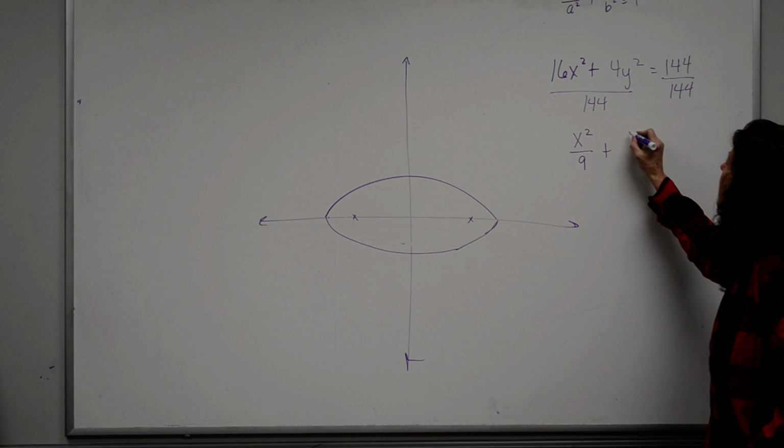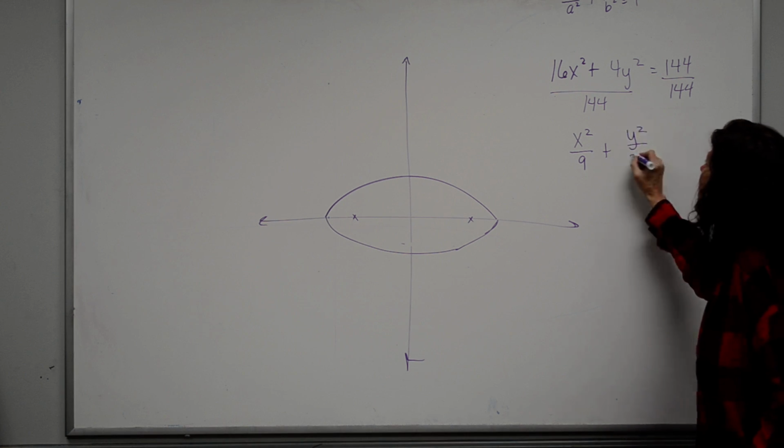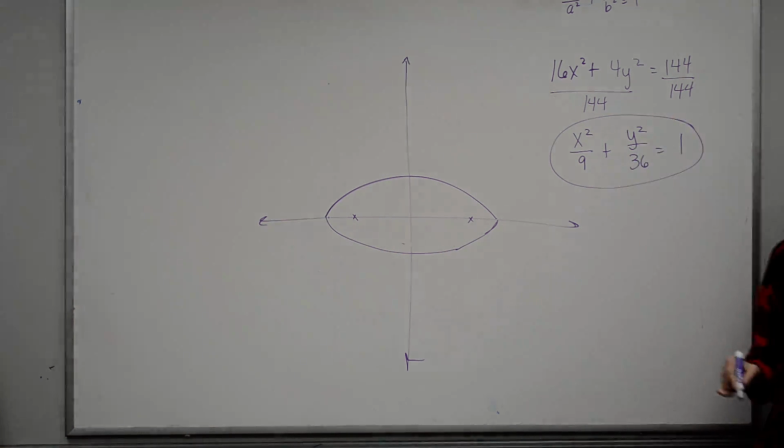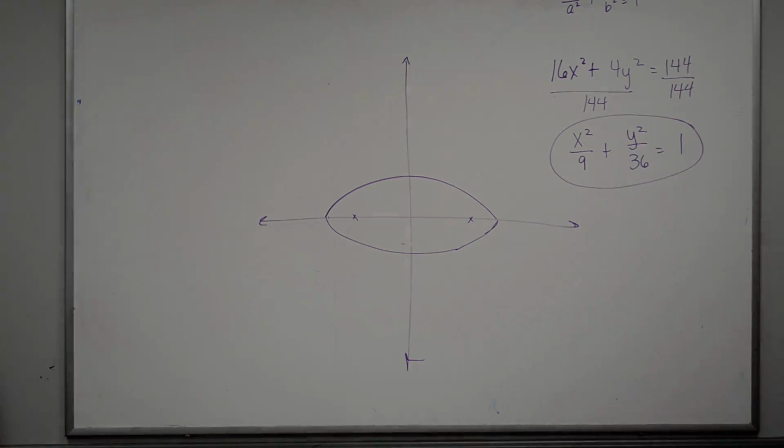136. 1 over 36. So that can be written like this. Then I've got my equation of my ellipse. It's in the right form. Now, is the larger number on the bottom under the x or under the y? Y. It's under the y.